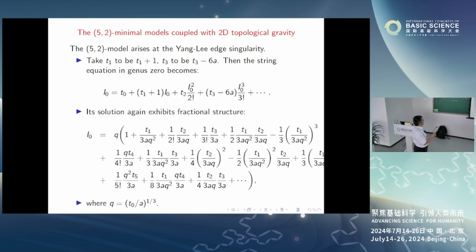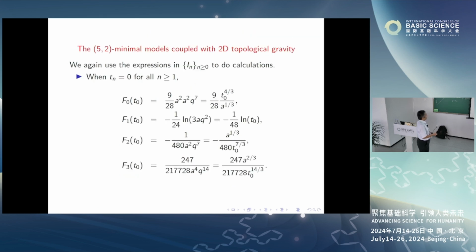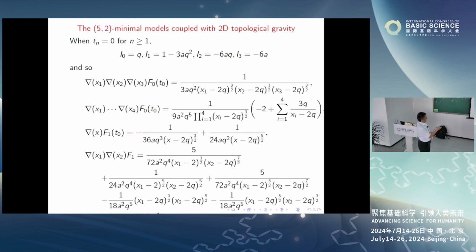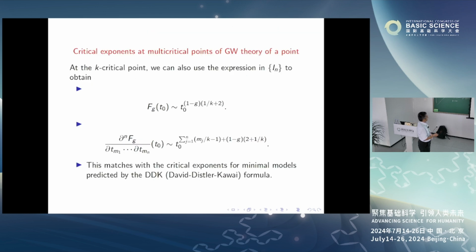And here we can consider another example, just the 5-2 model. They arise as the Yang-Lee edge singularity. Similarly, you move from here to the hyperplane where T1 equals 1, and then you can do, and this time you see some fractional power. The power is 1/3, and then you get a similar result, but easily computed using the I coordinates. And again, you can compute their endpoint functions.